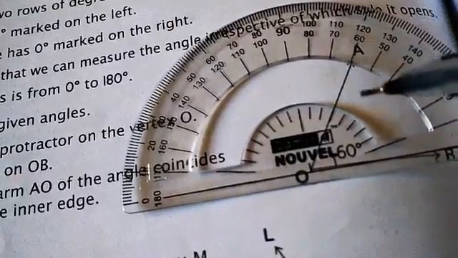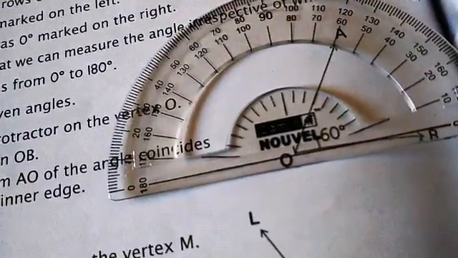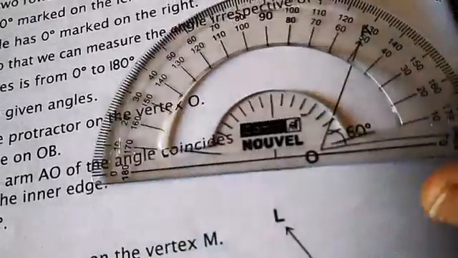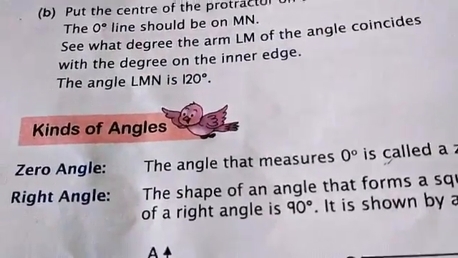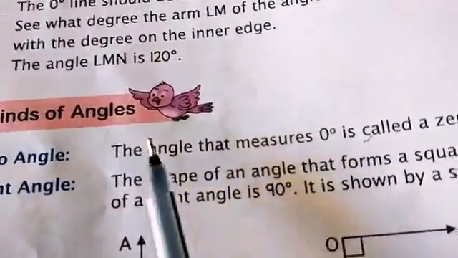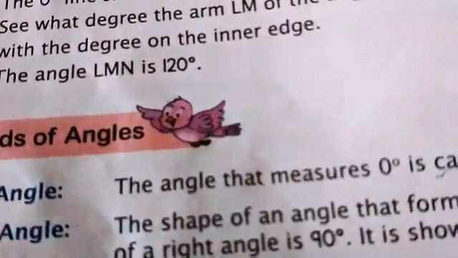See, this is the 60 angle. So keep your protector at the perfect position. This is the starting point, and whatever the angle you want to do. Now we will learn the kinds of angles. How many kinds of angles are there?